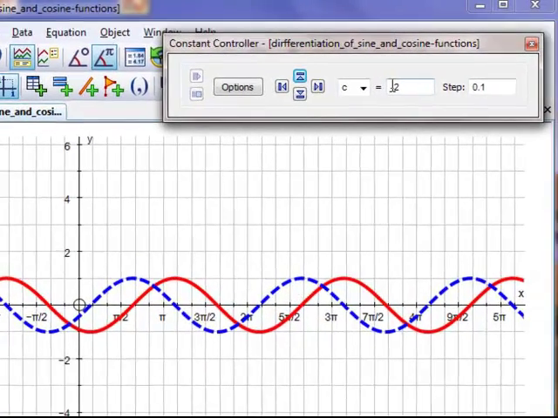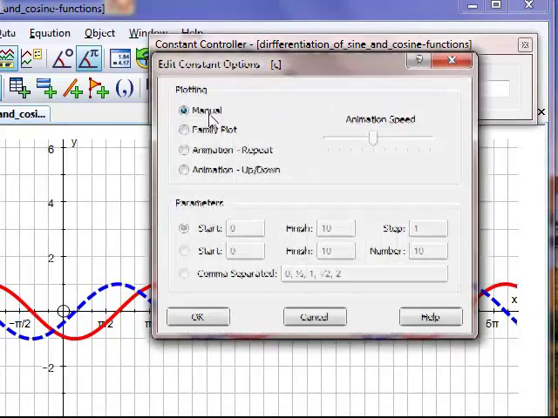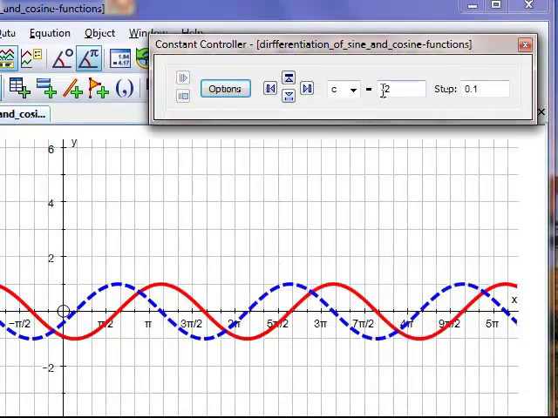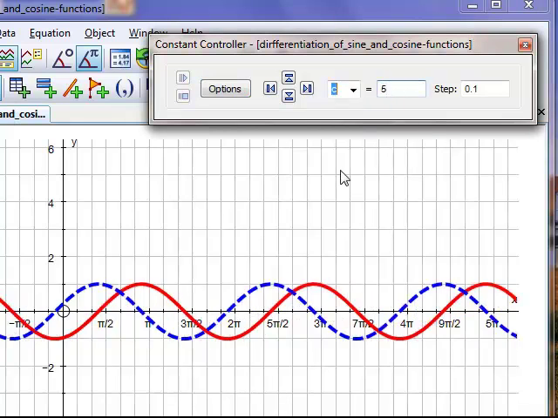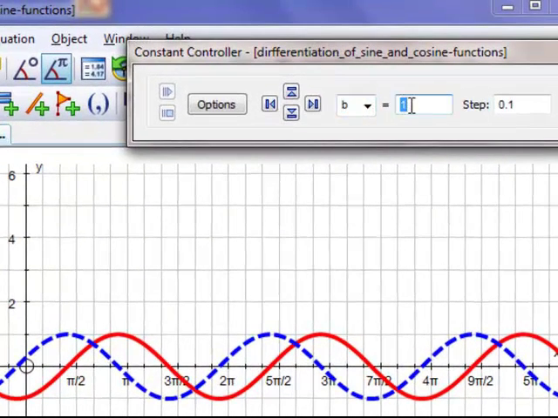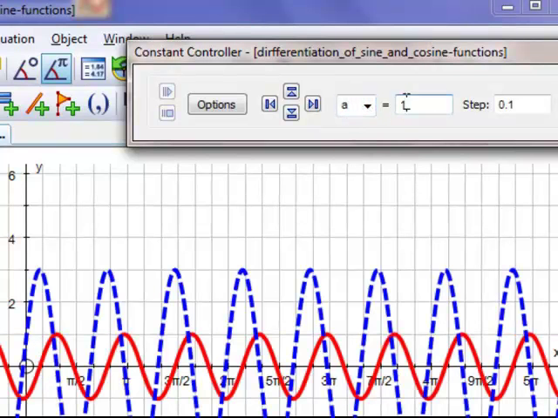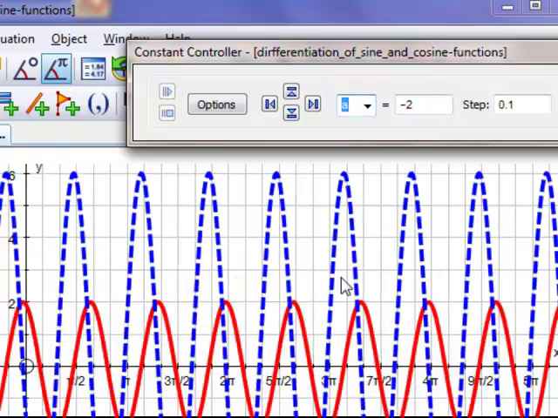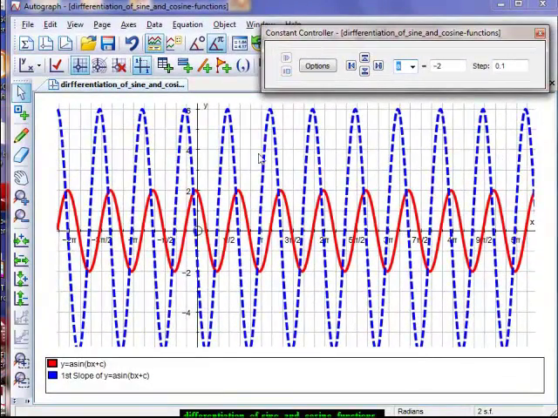Okay, now let's go back to options. Manual is still on manual, I'm just double checking. Let's change C to say 5. Press enter, and let's go back in and change B to 3, and change A to say negative 2. Press enter and ask the question. You obviously need to write on the side what A is and what B is. So A is negative 2, B is 3, and C is 5, plus 5.